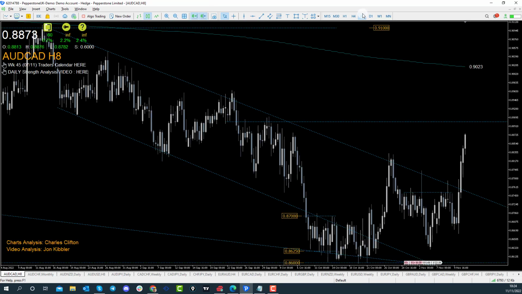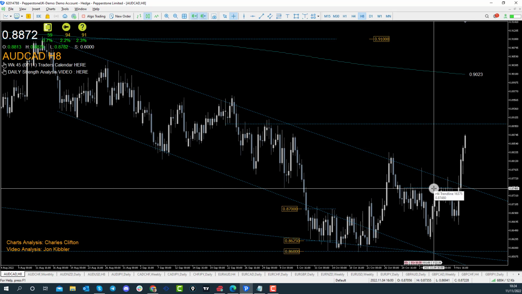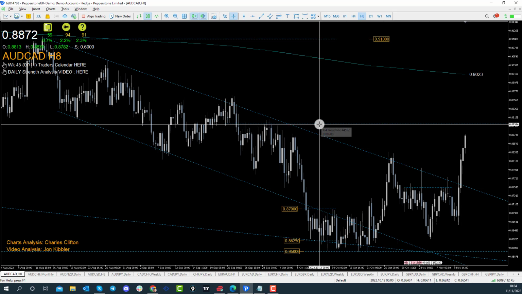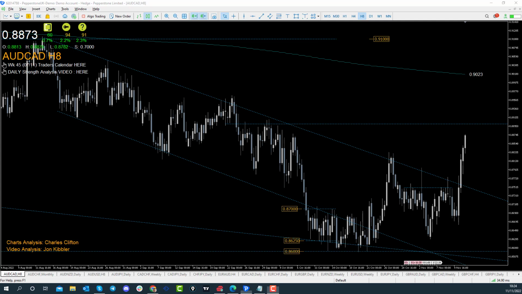Now, the way I'd be looking at this, I'm just going to dive a little bit lower, because there's just a couple of minor support and resistance levels to be aware of. So we have this resistance up here at the 0.89 handle. That to me is an immediate resistance level to keep our eyes on, because price has found support, resistance, resistance. So price coming into this level is highly likely.